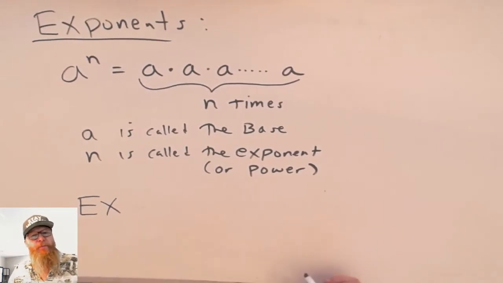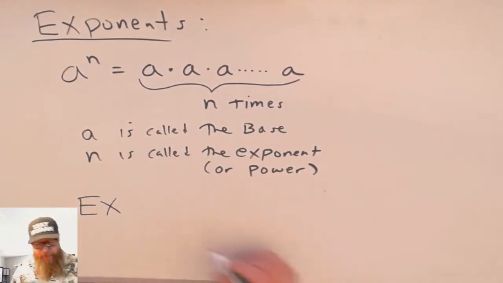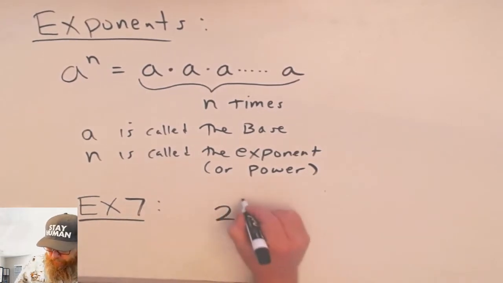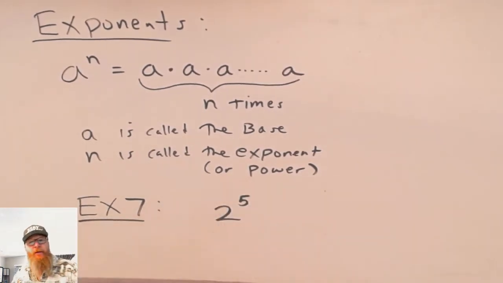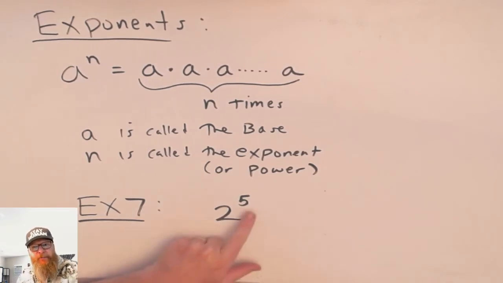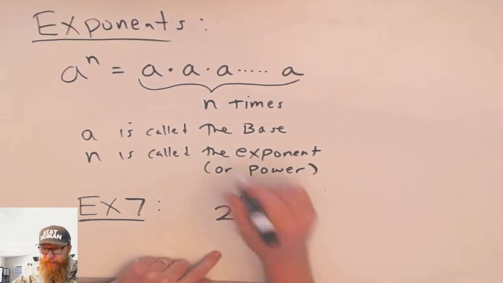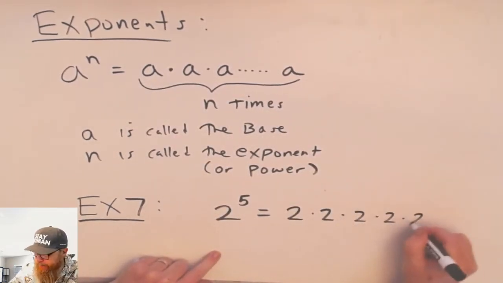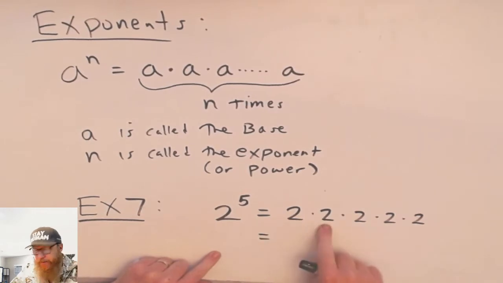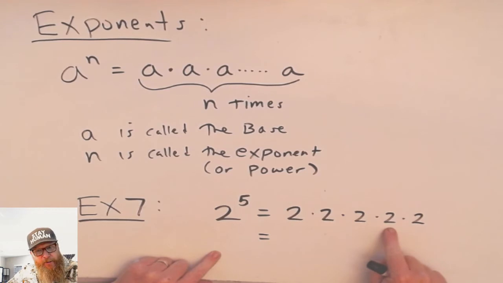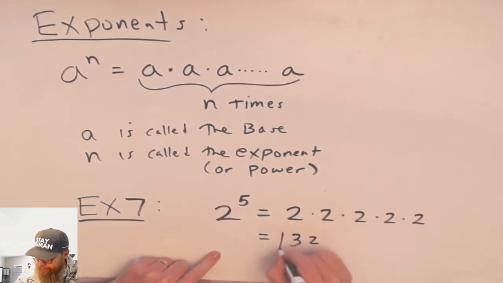I forgot what I'm up to. 1, 2, 3, 4, 5, 6, 7. So 2 to the 5th power. 2 is the base. 5 is the exponent. And I'm going to multiply it 5 times. 2 times 2 is 4. Times 2 is 8. Times another 2 is 16. Times another 2 is 32.